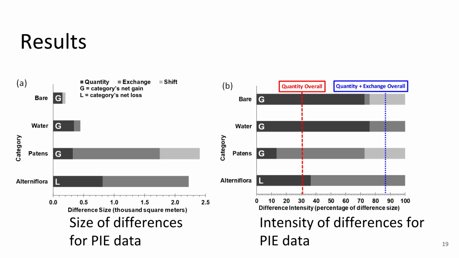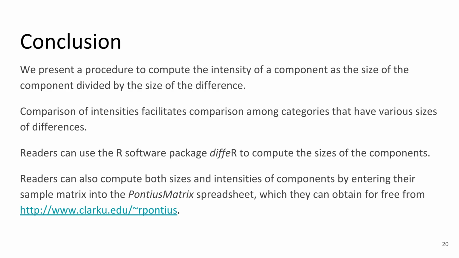Some components reveal patterns that are not immediately obvious in the maps. For example, Patens has a shift component because Patens gains from Alterniflora more than Patens loses to Alterniflora, while Patens loses to water and Bare more than Patens gains from water and Bare. We present a procedure to compute the intensity of a component as the size of the component divided by the size of the difference. Comparison of intensities facilitates comparison among categories that have various sizes of differences.